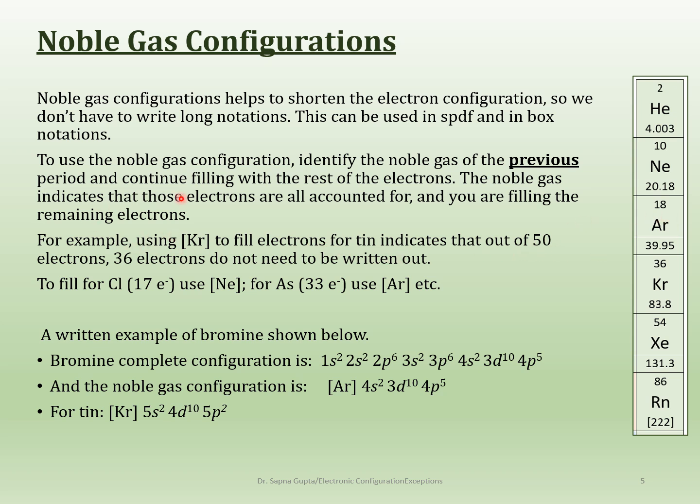So, for example, when you're filling for tin, that is 50 electrons. So you have 50 electrons in there. For 50 electrons, xenon is 54.